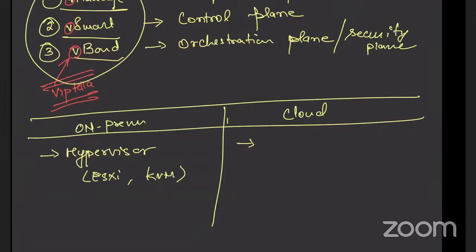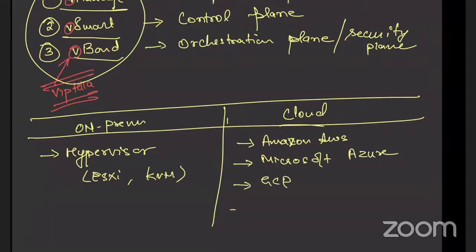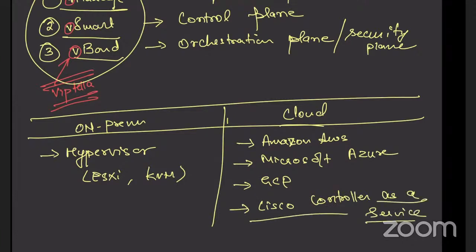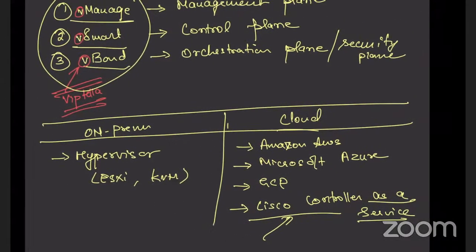If you want, you can deploy your controllers in the cloud as well. Okay, so there are options like Amazon AWS is supported. Your Microsoft Azure is supported. Your GCP is also supported, and Cisco also provides controller as a service. Okay, where Cisco is gonna manage your controllers in the cloud. So again, it is an extra cost if you want to take this service, or else directly you can use the cloud as well. Okay, so this is what is related to controllers.